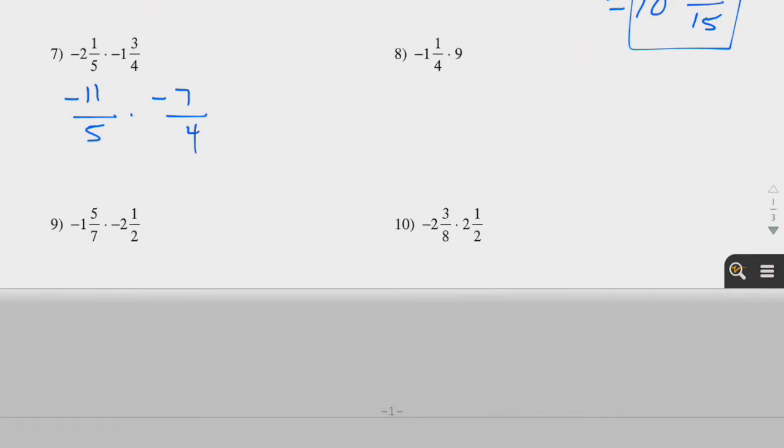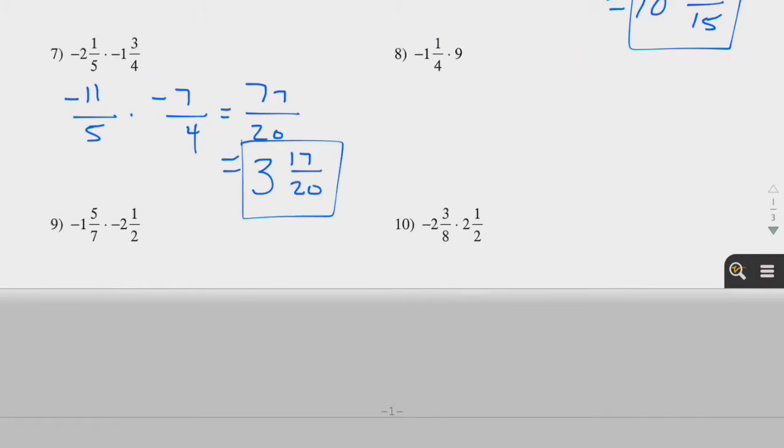Nothing reduces, so we need to multiply straight across. -11 times -7 is positive 77 over 5 times 4 gives us 20. 20 goes into 77 3 times. 3 times 20 is 60, so 77 minus 60 gives us 17 over 20, and that is our final answer.